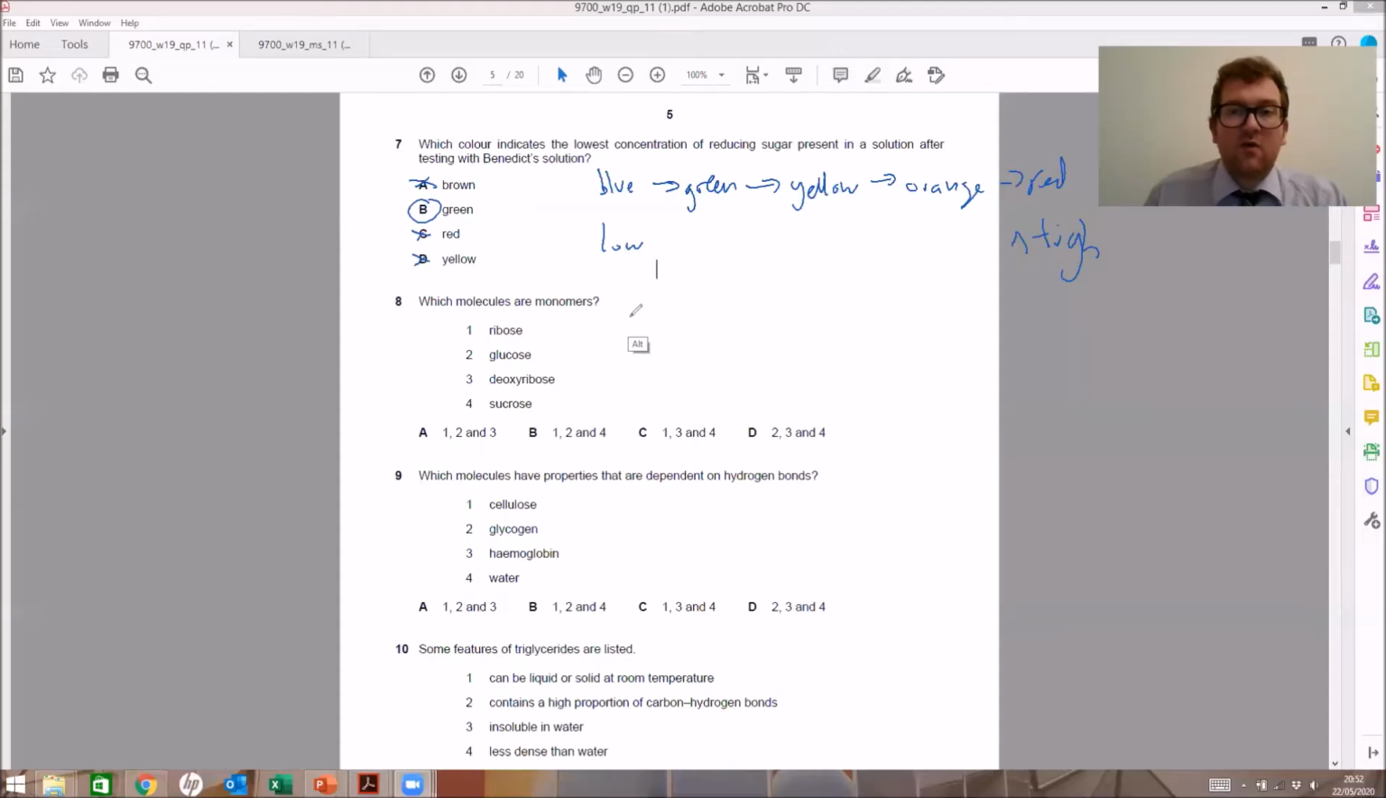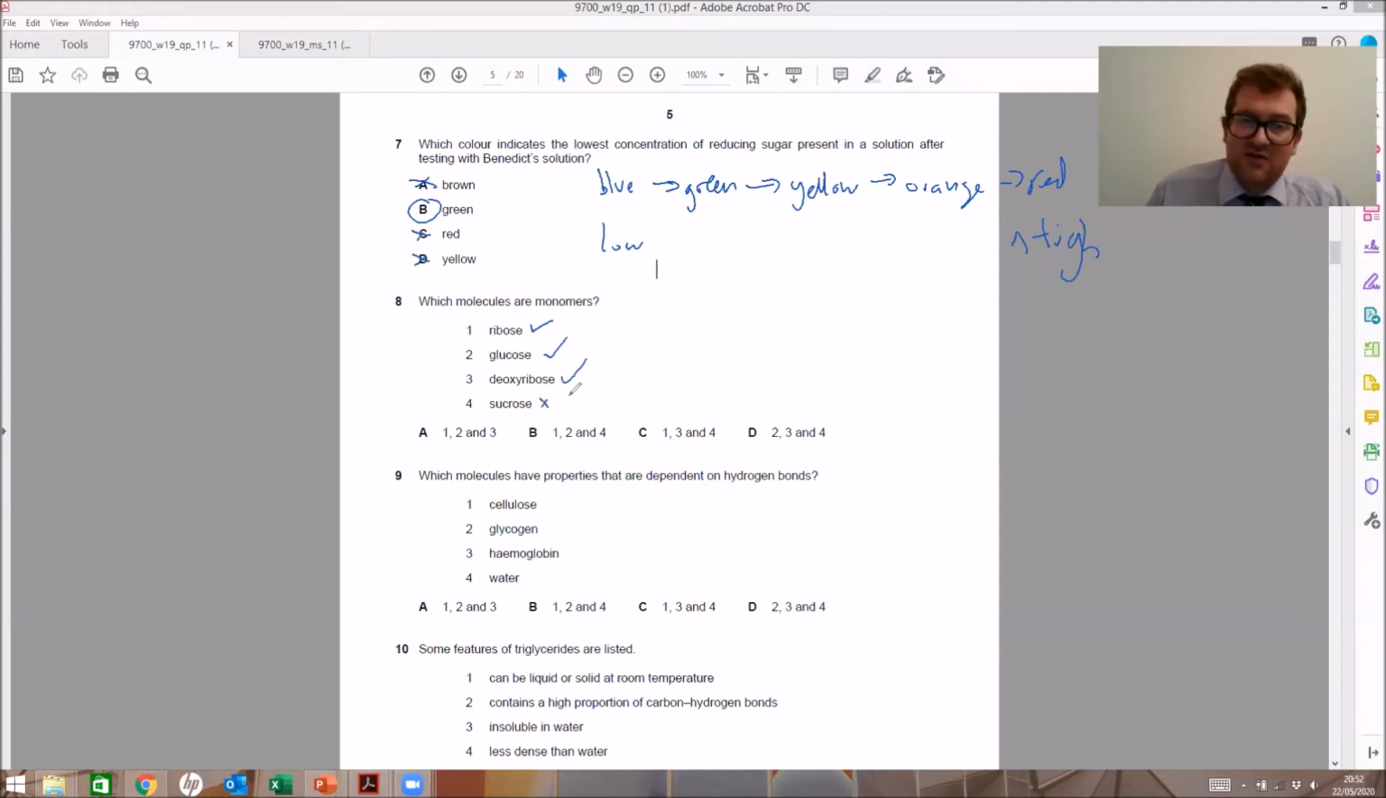Okay. Question 8. Which molecules are monomers? Okay, so you've got ribose, glucose, deoxyribose, and sucrose. Well, ribose is a monomer. This is a pentose sugar. Glucose is a hexose sugar as well, so that's also a monomer. Deoxyribose is also a monomer. However, sucrose is not a monomer.